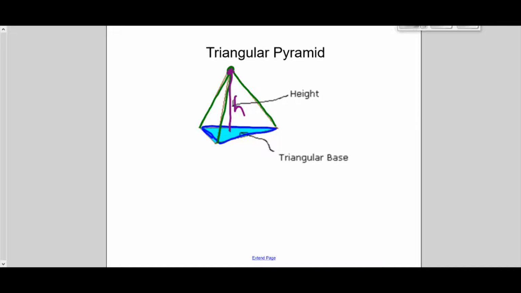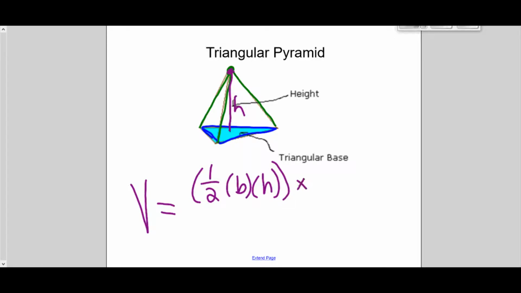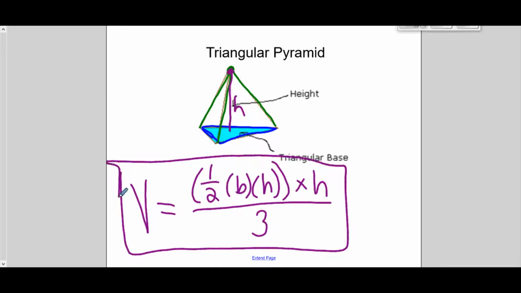So to find the volume of a triangular pyramid, its volume equals the area of the base, so 1/2 base times height, times the other height. Just like with volume of prisms, the only difference here is that this is going to hold 1/3 the volume of a triangular prism. So this is going to be all divided by 3. So this is the volume formula for a triangular pyramid. Pause the video if you need to copy this down.